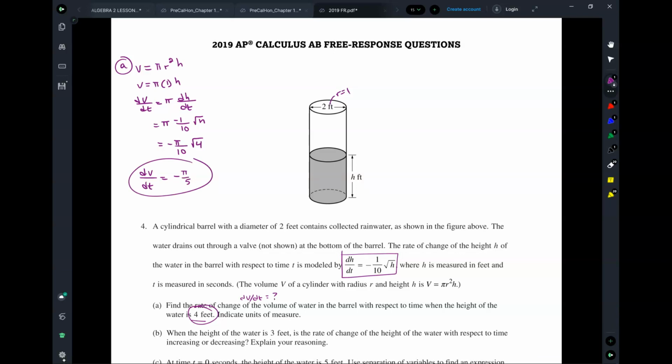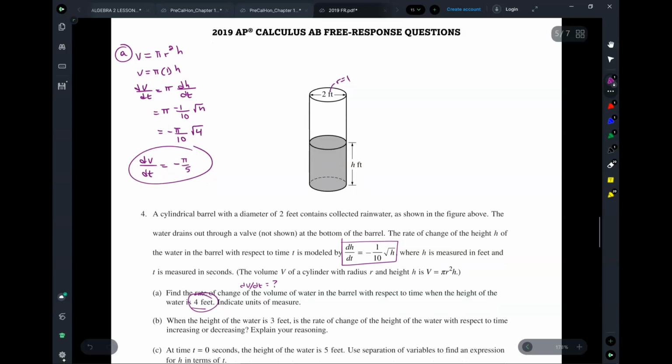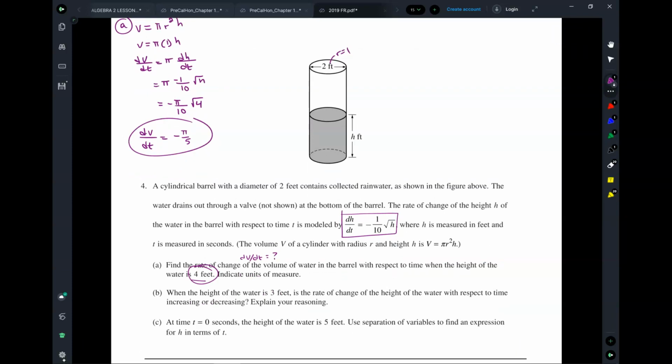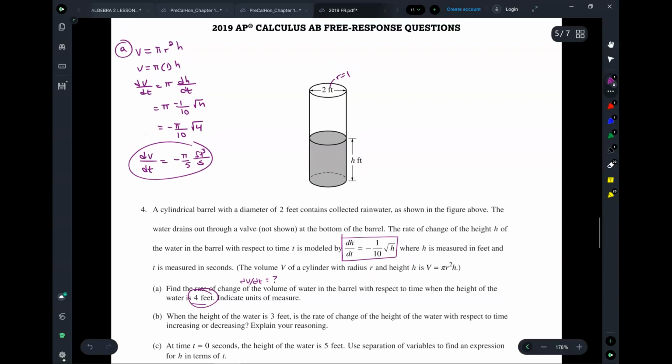Okay, now it says to indicate units of measure. So what units of measure are we going to put in here? Feet per second? No, what have we found? It's dV/dt, so the change in volume, cubic feet per second. This is the first one where we explicitly saw one that asks for units of measure.